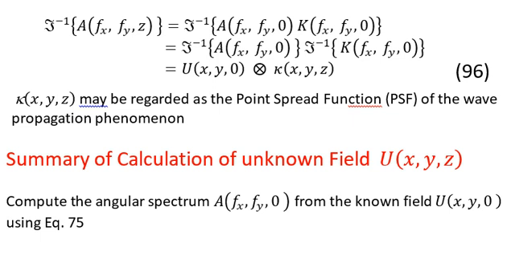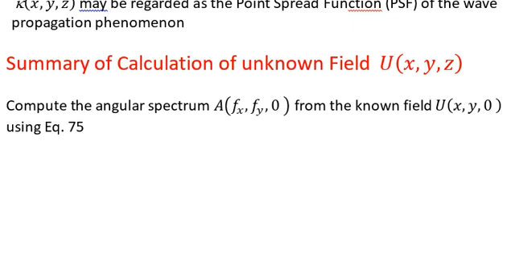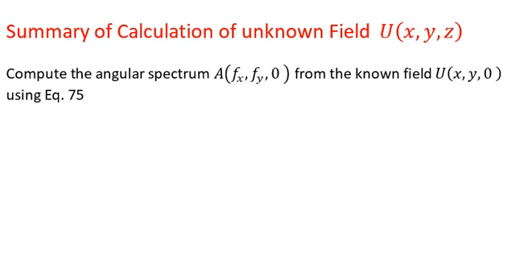Now the summary of the calculation of unknown fields. If you have a field which is unknown, u of x, y, z, how will you calculate that one? You see that we have listed all the above steps in greater detail. Now we are precisely listing down the steps that would be required in order to calculate this field, that is the field at a distance z.